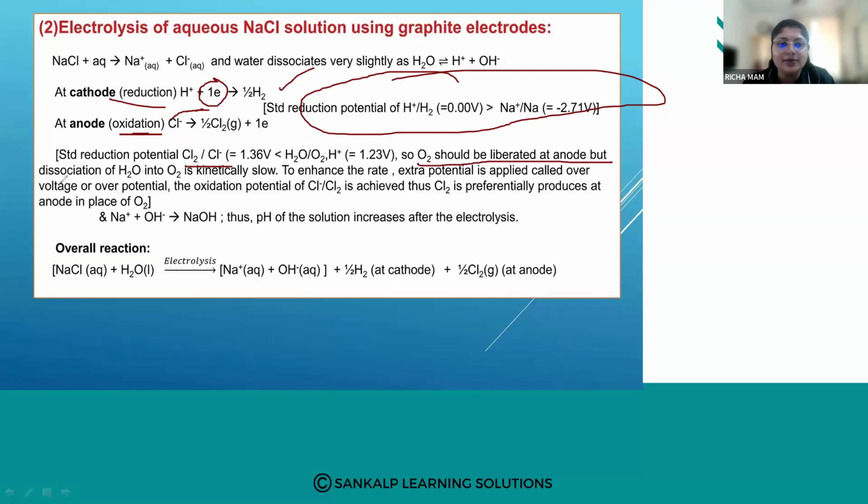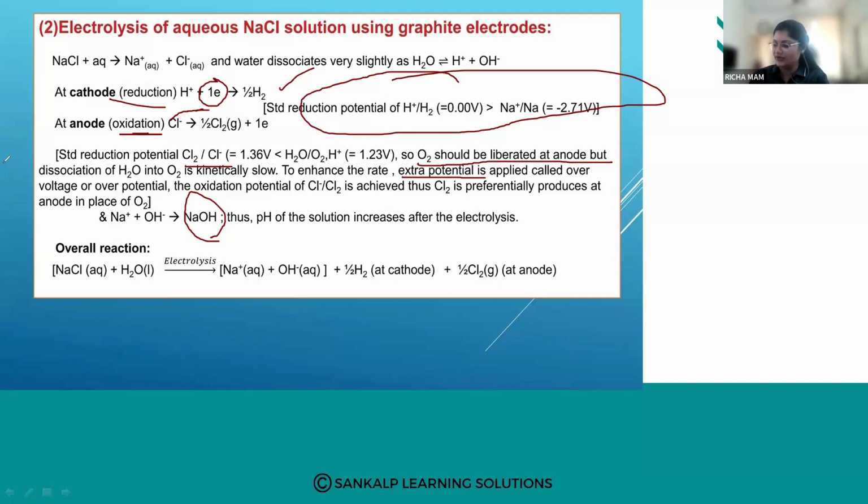But the dissociation of H2O into O2 is kinetically slow. So what is done to enhance the rate of the reaction? An external potential is applied. What will happen? The Na+ and OH- ions which are liberated form NaOH. And what will happen to the pH of the solution? The pH of the solution will increase, because in the same solution, what is there?